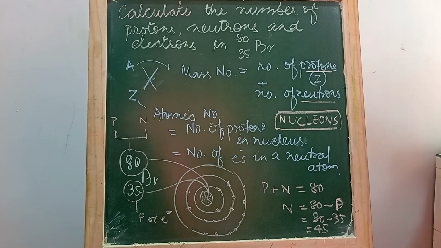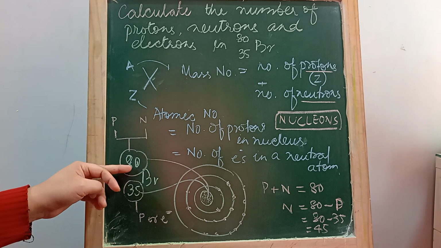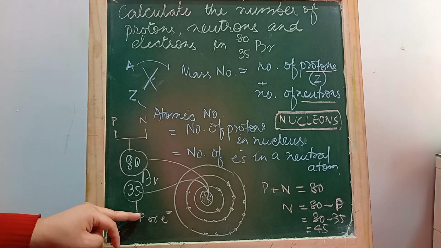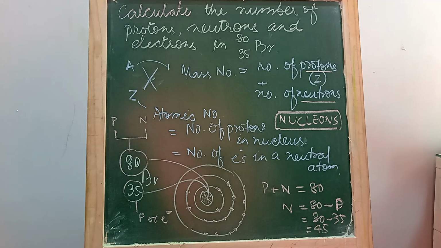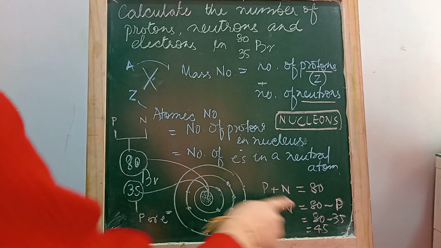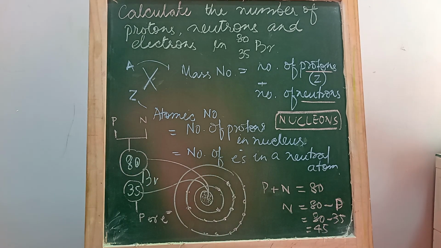What about the number of neutrons? The number of neutrons will be calculated from the mass number. Mass number is 80. What does it mean? It means that the number of protons and neutrons together is 80. We know the number of protons is 35, right? So if we subtract the number of protons from this mass number, we'll get the number of neutrons. So it will be 45.